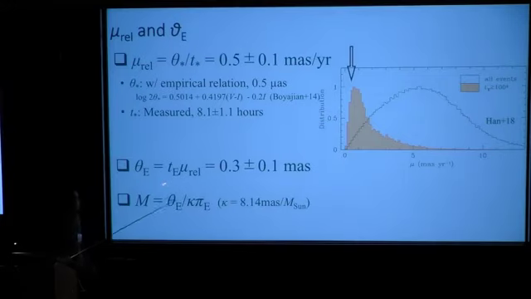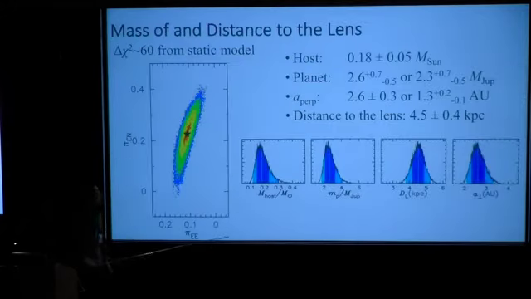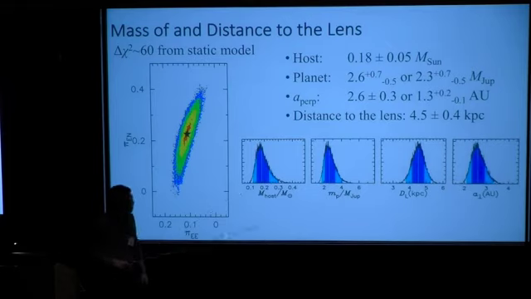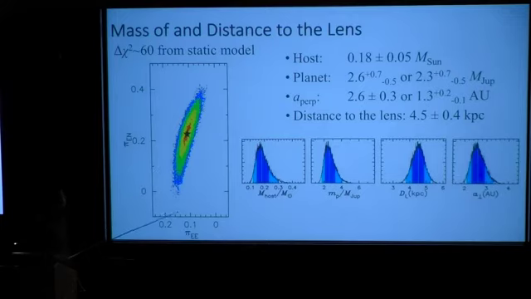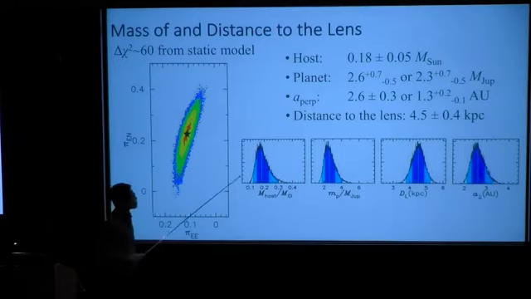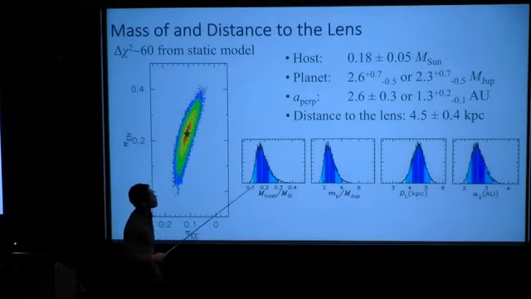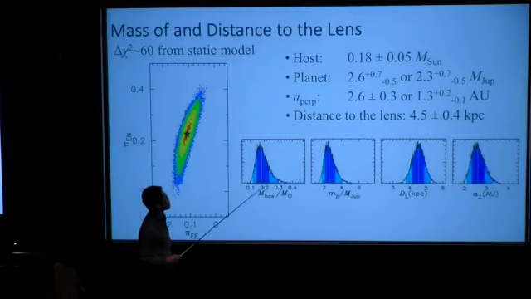And then we can measure the mass of the lens system if we can measure the pi E, the microlensing parallax. So here is the MCMC chain plot for the pi E components. So we detected the pi E parameters with a significance of delta chi-square 60. So we can calculate the mass and distance of the lens system.